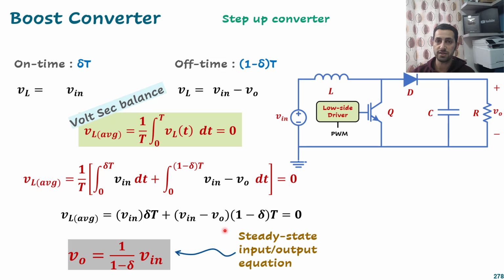Now, again, we have this relation, which is a steady state input-output equation. It doesn't tell us how the output voltage changed from one value to another, but it gives us the final steady value. Now, if we assume that input power equals the output power, and there are lossless components in between, that means we can get a relation between the input current and output current. You will find it's the reciprocal of the V output and V input one. So V output equals 1 divided by 1 minus delta times Vin, and here the reciprocal of that is I output equals 1 minus delta times I input.